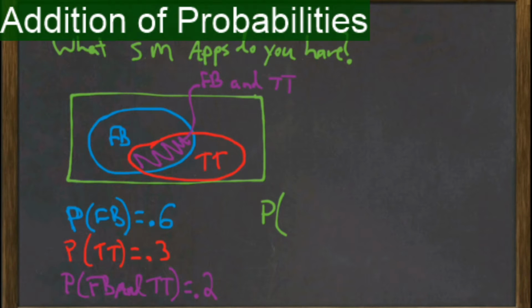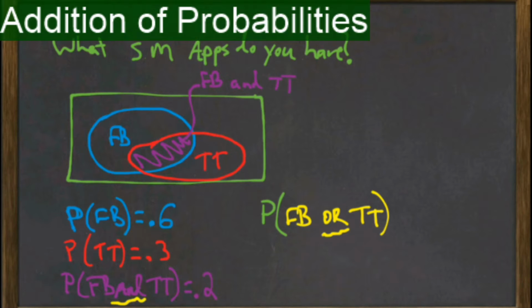The probability that somebody has Facebook or TikTok. Okay, and this "or" is very important. Notice it's different than this "and." So "or" means we need to have a sum of, we're going to add up the different events.